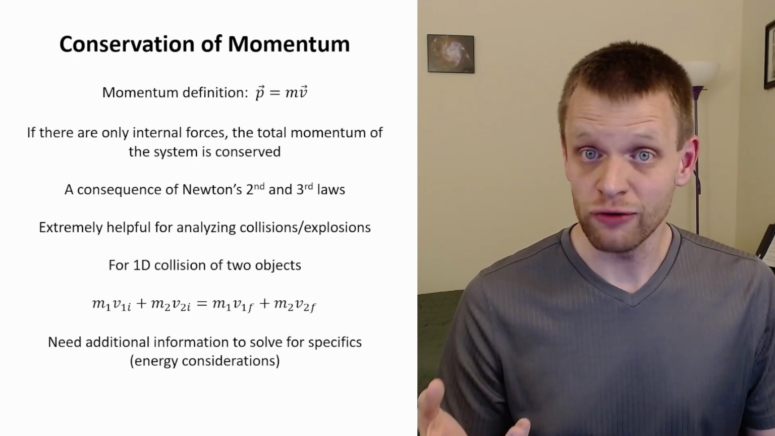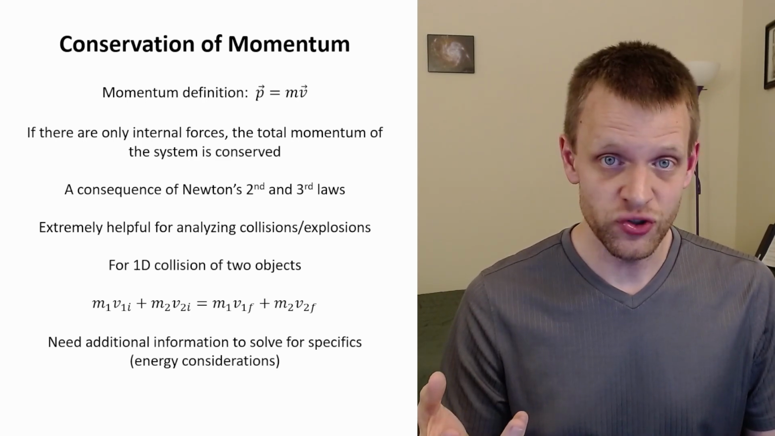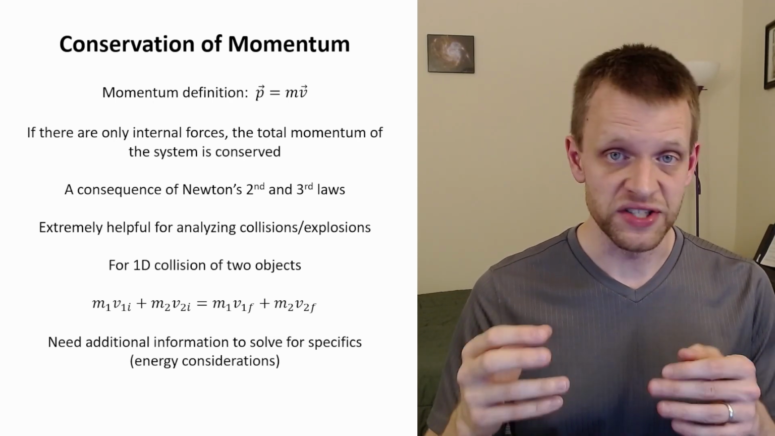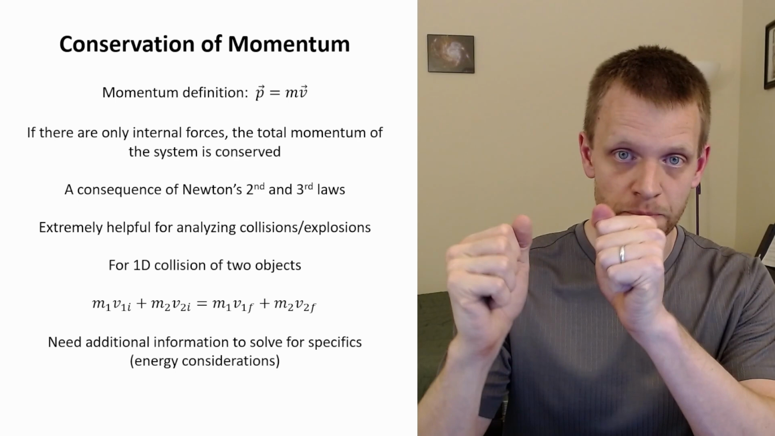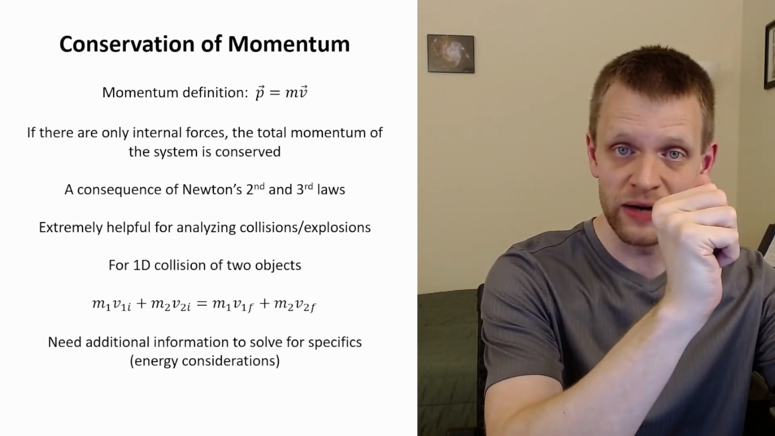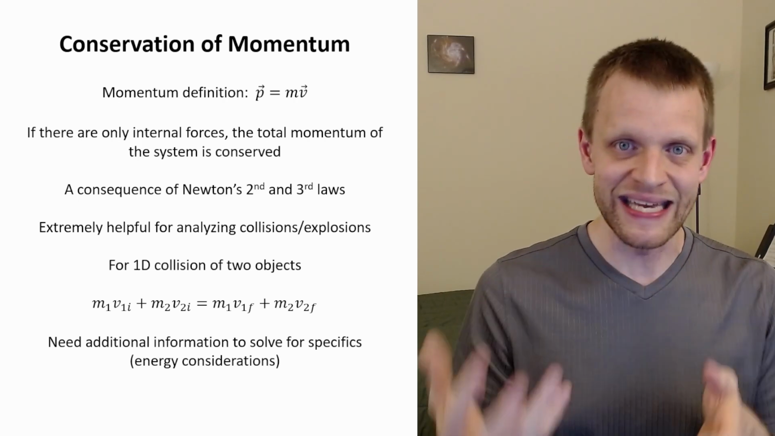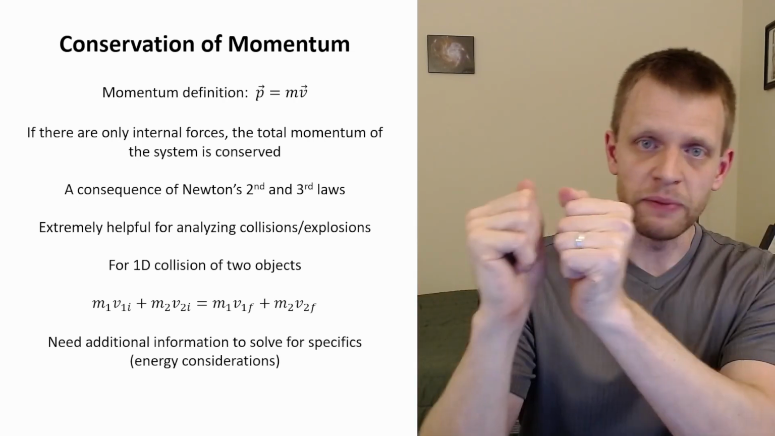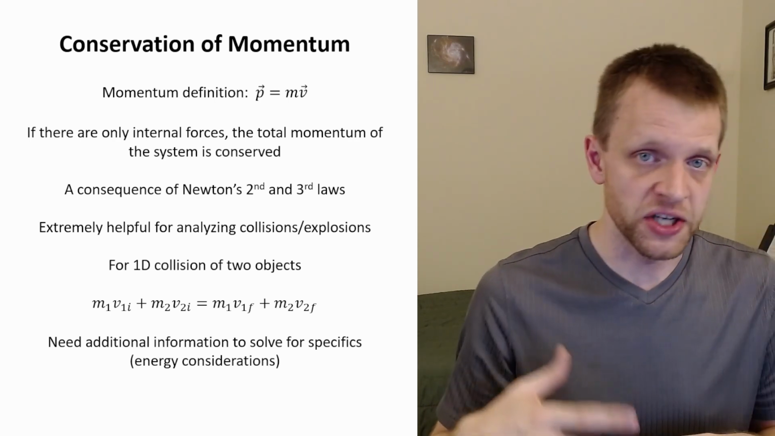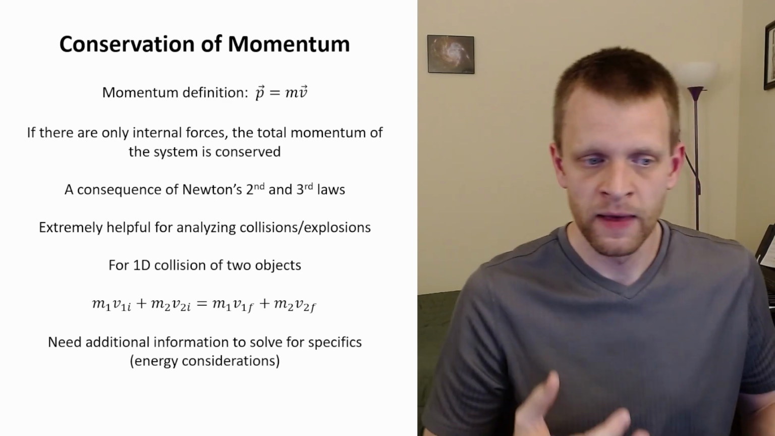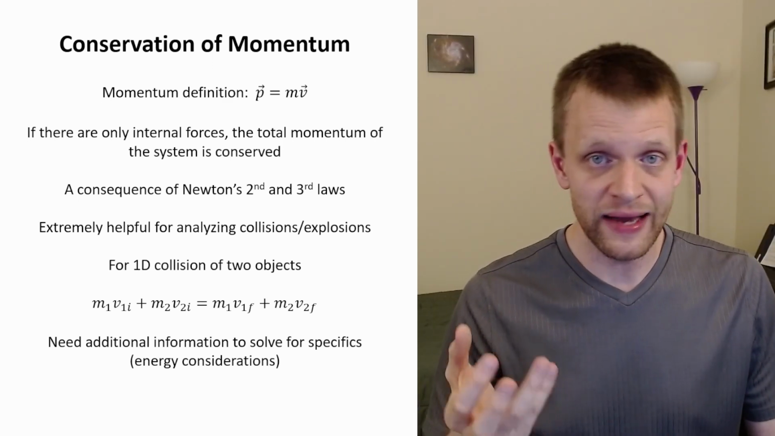We need some additional information in order to fully use conservation of momentum. And this generally comes, for objects running into each other, from energy considerations. Are we dealing with an elastic collision where they're bouncy objects and the total kinetic energy is also conserved as they bounce off of each other? Is it an inelastic collision where they lose a little bit of kinetic energy but can still move off of each other? Is it completely inelastic where the objects just stick together after the collision? Well, that has to do with whether or not energy is conserved.